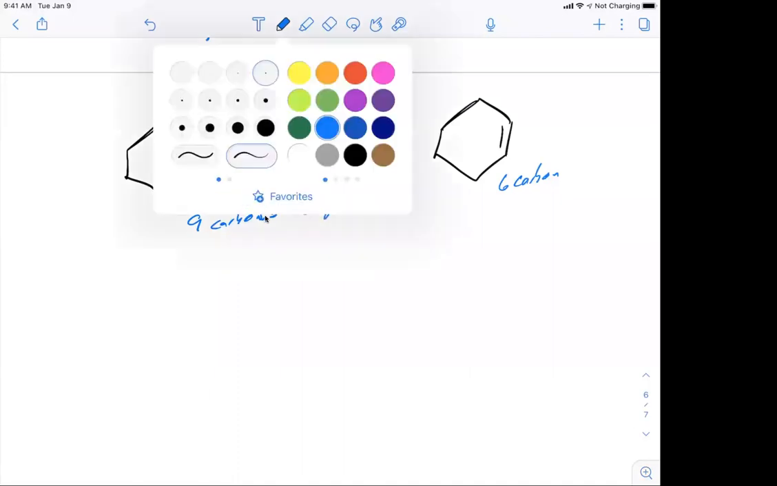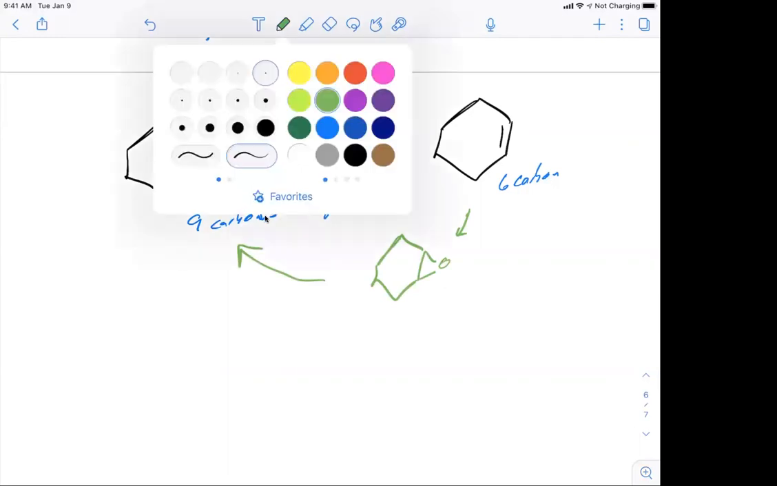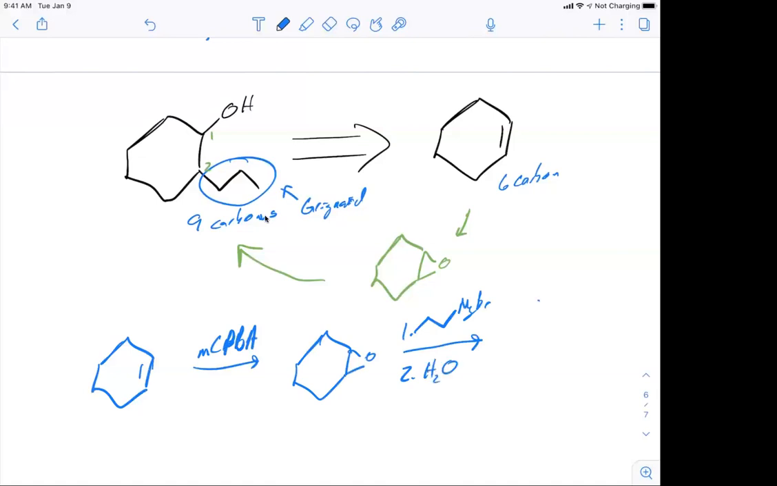And then if we think about it, we have an alcohol at the 1 and the 2, which gives me a hint of what's going to be happening here. What's going to be happening is I'm going to take this to the epoxide, and then I'm going to add my Grignard. So we take our alkene, react that with MCPBA or any peroxy acid. That's going to give us our epoxide. And then our epoxide, we react that with our Grignard. So we want this Grignard, followed by water.